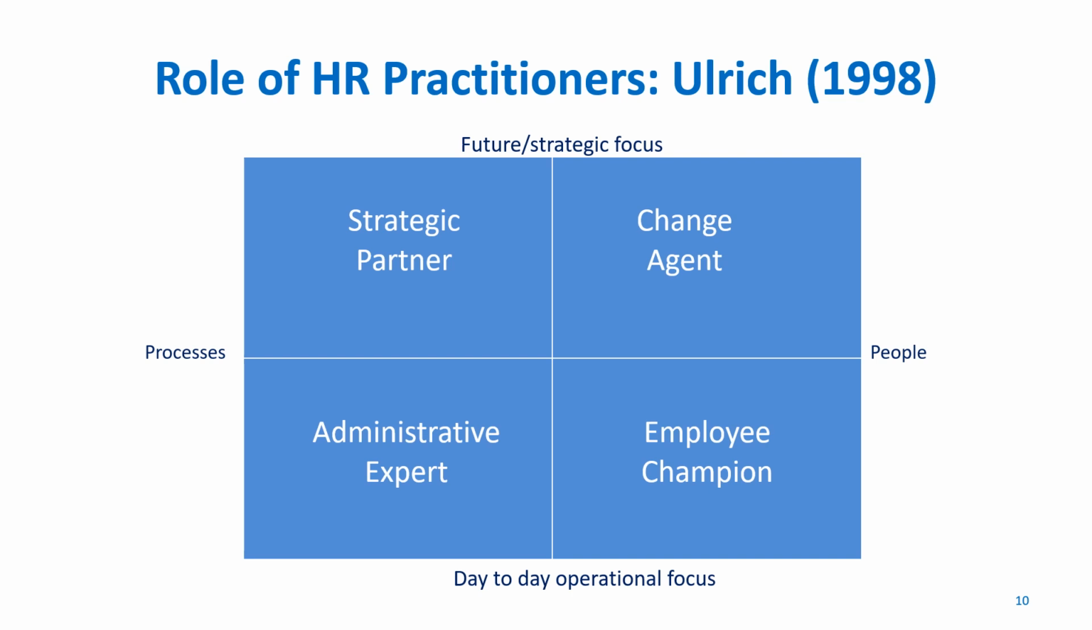So being a strategic partner is very process oriented, but it has a future or strategic focus. So the strategic partner will sit at board level if there is a board within the organisation and be responsible for the people management side of any future aims, objectives that an organisation has. The admin expert will think about the day-to-day operational focus of that organisation and think about the admin processes that are involved with human resource management, which are maybe not as glamorous as some of the other roles, but are just as important.